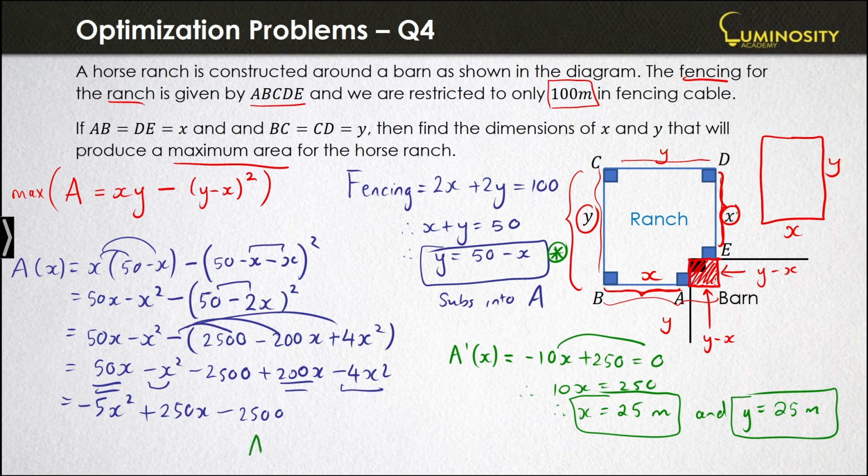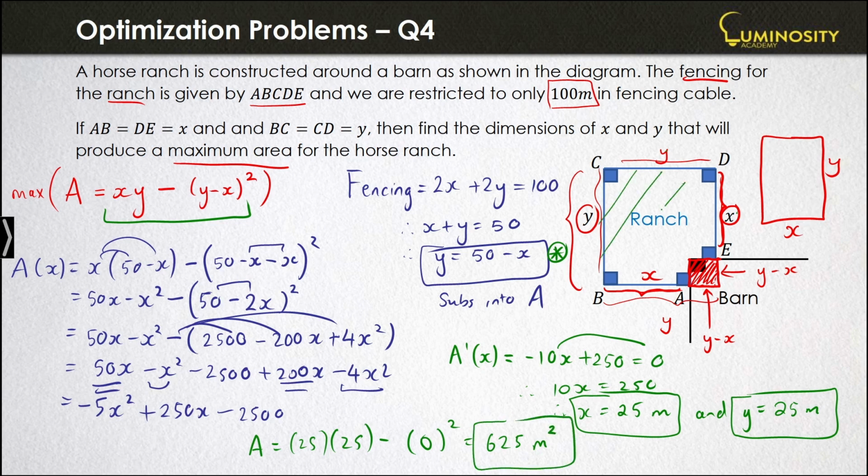To find that maximum area, we can substitute back into the original expression. That gives 25 times 25 minus, well, 25 minus 25 is 0 here, squared. So 25 times 25 gives you 625 square meters. That will be the maximum. So the area of this blue ranch here, excluding the red square, is 625 square meters, based on the formula for the area of the ranch.